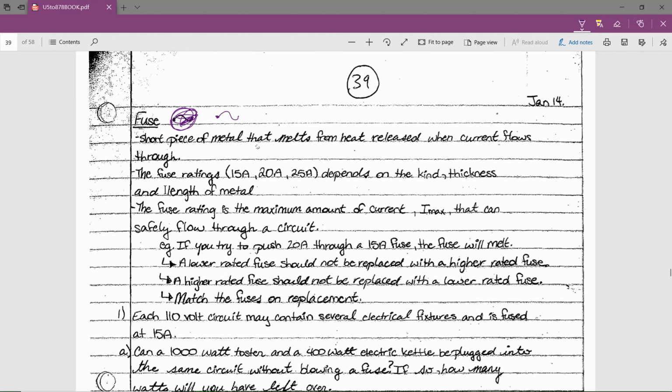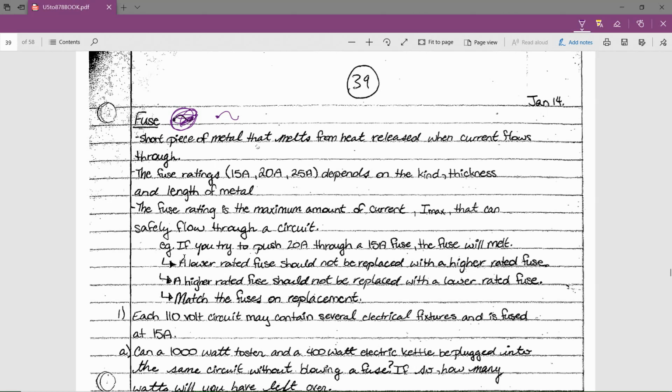So fuses are short pieces of metal that melt from heat released when too much current flows through them. The fuse ratings, typical ones, in stoves, for example, are 15 amps, 20 amps, 25 amps. They're smaller in cars. They depend on the kind, thickness of the metal. And the fuse rating is the maximum amount of current that can safely flow through a circuit. So if you have a 20 amp fuse, you can have 20 amps flowing through it. You can have less, but you can't have more. If you try to push a 20 amp current through a 15 amp fuse, the fuse is going to melt.